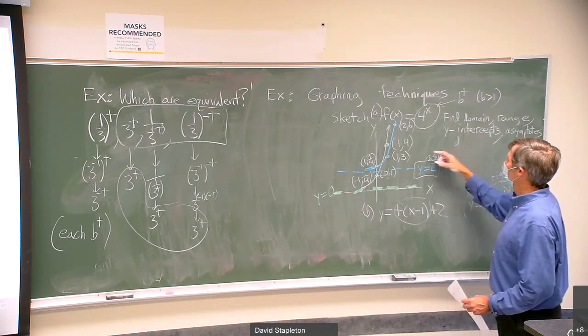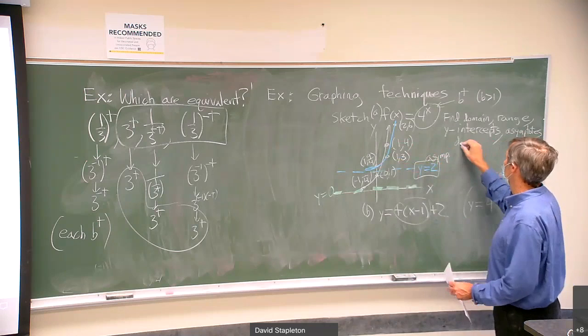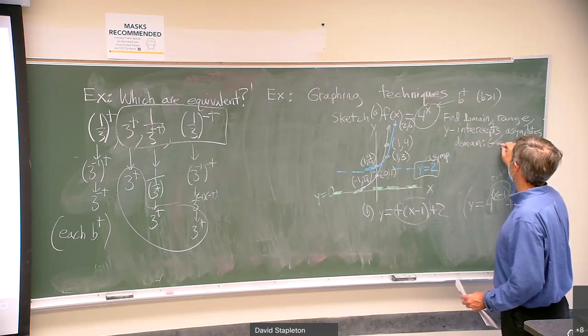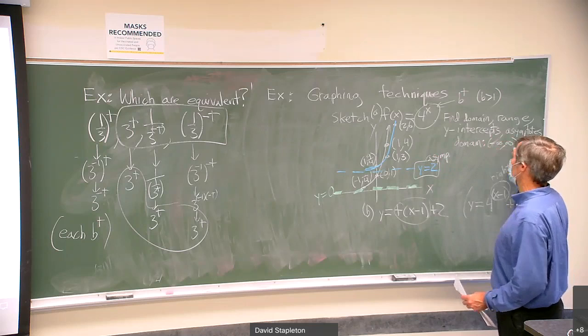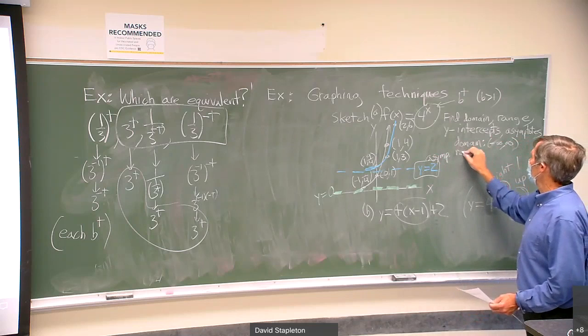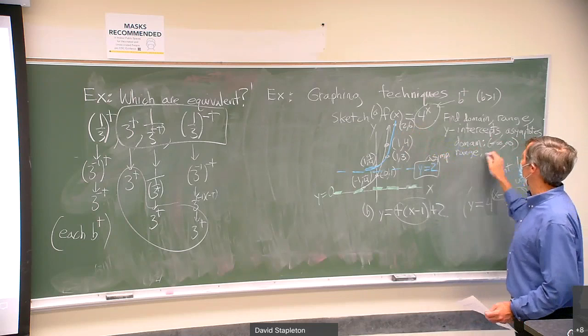The domain, well, when you move it around, it still goes as far as you want, left and right. So the domain is minus infinity to infinity again. Again, use round brackets on these because infinity and minus infinity aren't real numbers. And the range, you look at the asymptote is the easiest way to say, oh, it's all y values bigger than 2.